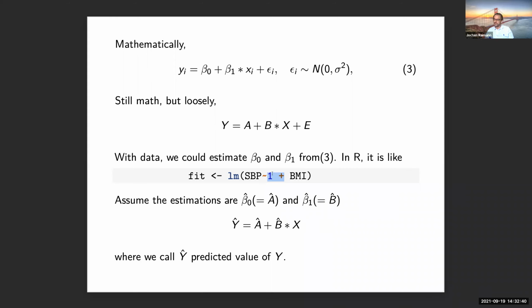Okay, so this is the reason for the +1. If you make this +1 a -1, it will suppress the intercept, and it becomes a whole different model. Good. Assume the estimations are beta 0 equals a hat and b hat multiplied by x. Good. What does that mean? Okay, so we are predicting now a y hat. It's a predicted value of y.